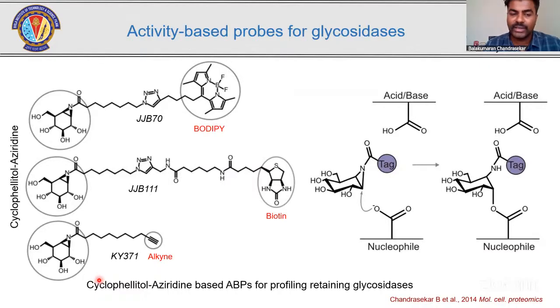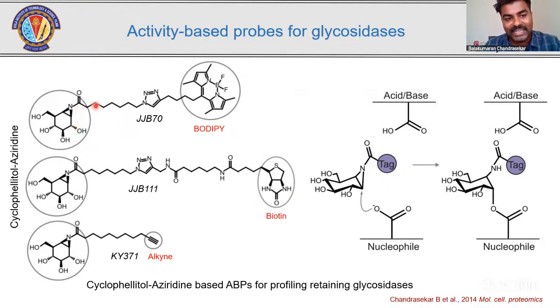Before going on, I would like to briefly say what the structural elements of the probe are. The probe consists of three important structural elements. The first is the warhead. The warhead is the region which goes inside the active site pocket of a particular enzyme. In this case, for profiling glycosidases, the chemist has put a cyclophellitol aziridine group as the warhead. Cyclophellitol aziridine is a sugar-like compound which is a powerful inhibitor of glycosidases and can easily go inside the active site of a particular enzyme. So if you spike this probe into a biological system, the probe will go inside the active site of glycosidases and label them.